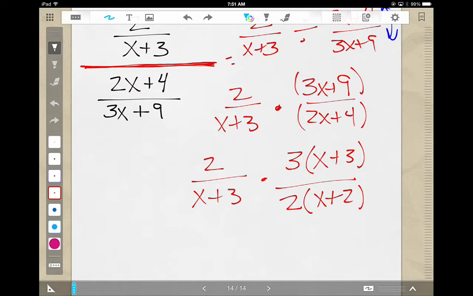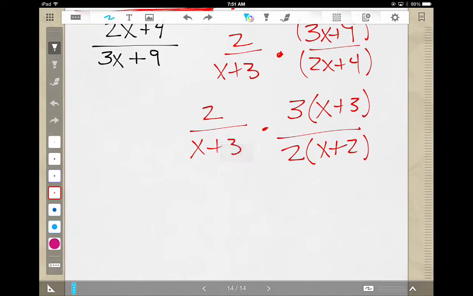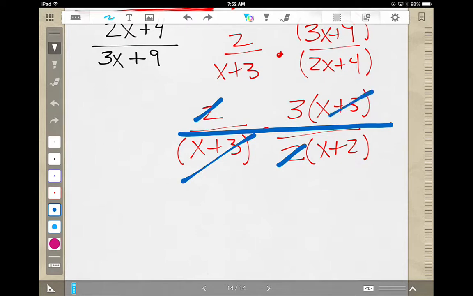Now if you want to save yourself some writing, you don't have to write it all together over one fraction. Sometimes I'll just draw a bar like this because all the stuff on the top is going to end up together on the top, and all the stuff in the denominator is going to end up in the denominator together. But it is a good idea to then throw parentheses around things like x plus 3, so you remember that it's one term. I see a common factor of 2. I see a common factor of x plus 3.